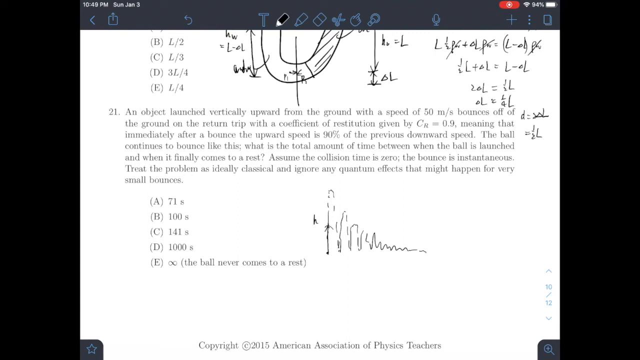Right, so here we have the little graph, and we want to calculate the total time it takes for it to go to 0. Well, some people may say it's infinite, it will never come to rest.